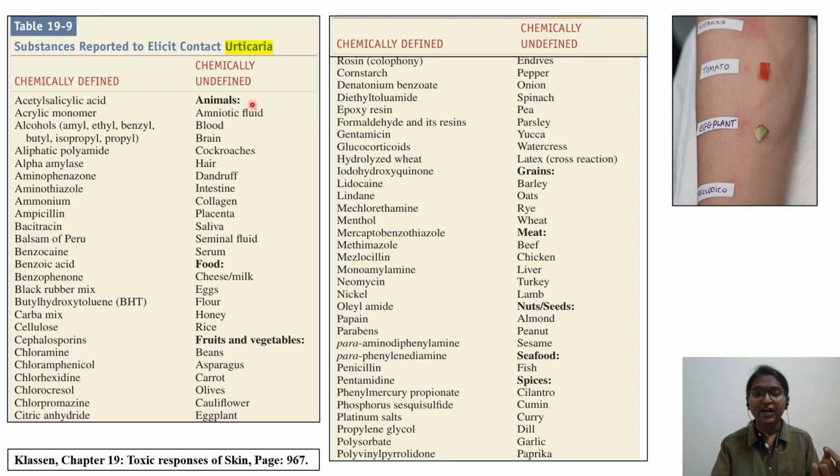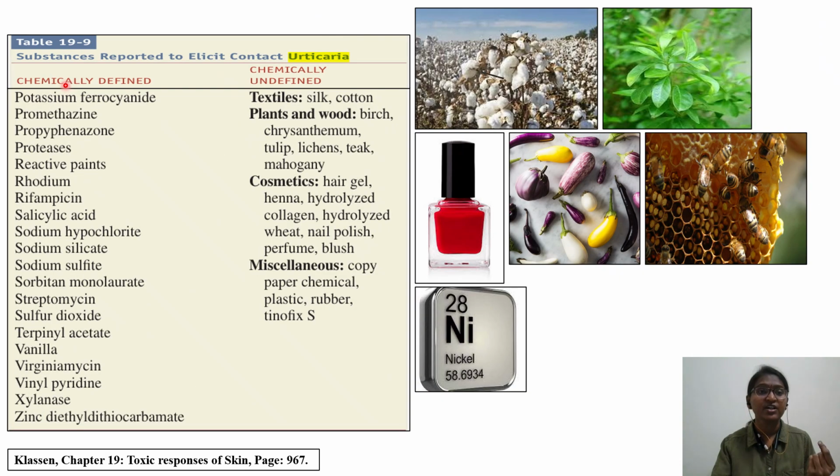Chemically undefined, we have animal sources, even cockroaches. And food, you have different types: honey, flour, eggs. Coming to fruits and vegetables, eggplant, cauliflower. Coming to grains, you have oats, rye, wheat. Different types of meats are there. Since we have listed fish also, and nuts, we have peanuts, as certain people are allergic to peanut, and seafood like fish. Spices are there; paprika is mentioned, garlic is also mentioned.